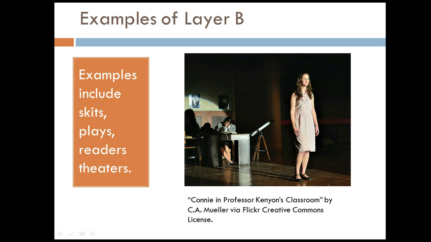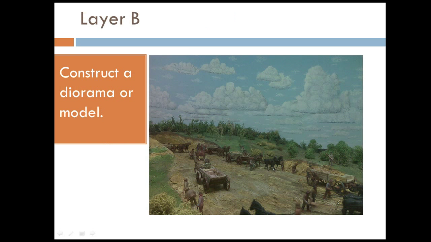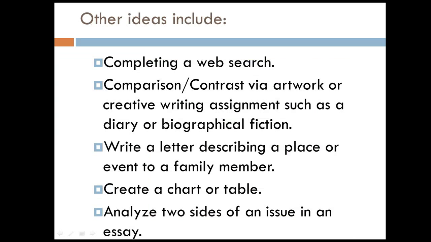Some examples of Layer B assignments include skits, plays, and readers' theaters. Students might also construct a diorama or a model. Other ideas include completing a web search or doing a comparison contrast via artwork or a creative writing assignment such as a diary or a work of biographical fiction. Students might write a letter describing a place or event to a family member. They might create a chart or a table, or analyze two sides of an issue in an essay.